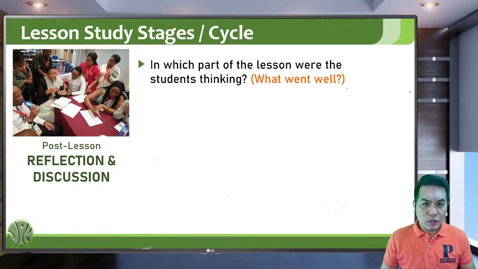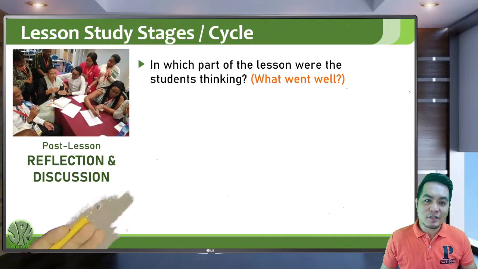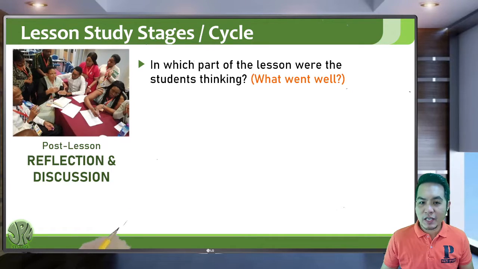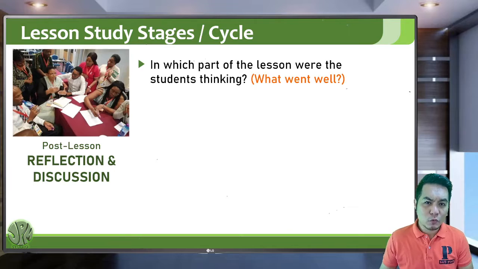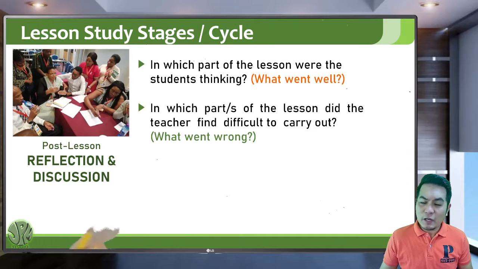During the post-lesson reflection and discussion, you may ask this question: in which part of the lesson were the students thinking? You try to reflect on these questions and discuss among the members of the group how to incorporate the answers to this question. So basically, you're thinking, what went well with the lesson? And in which part or parts of the lesson did the implementing teacher, the one who taught the lesson, find difficult to carry out?